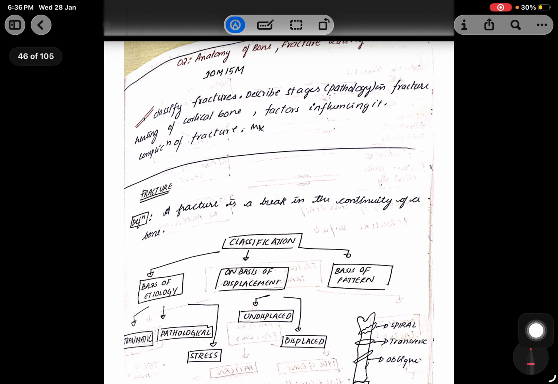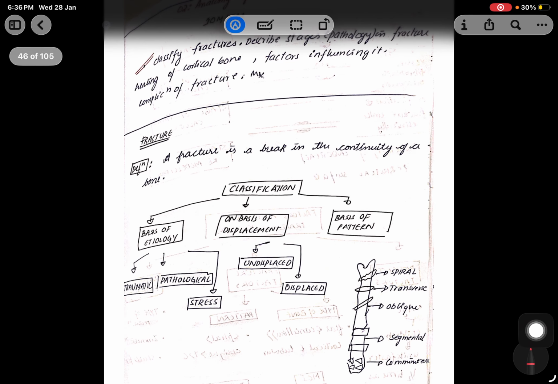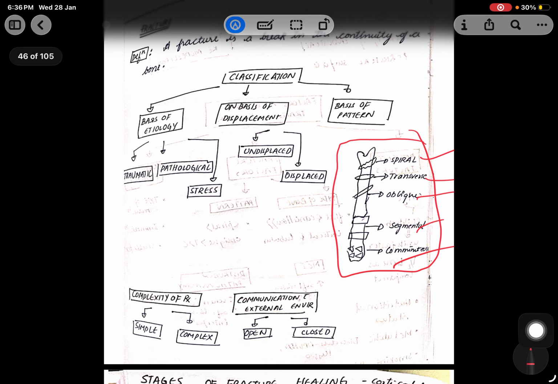So again, anatomy of bone. Again, the classification of fracture part. I'm sure you would have studied it long back, like how to go about it. Again, this is your favorite, even your end posting exam question. So make sure for the pattern, draw one point and present all the spiral, transverse, oblique, segmental and comminuted, so that you fill the page also, you save the page also. I mean, you do both.